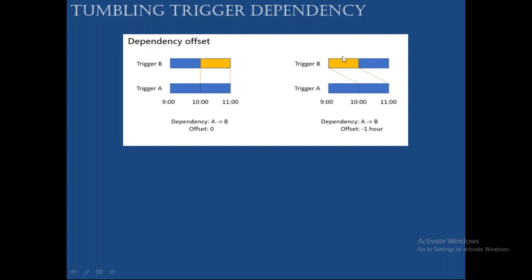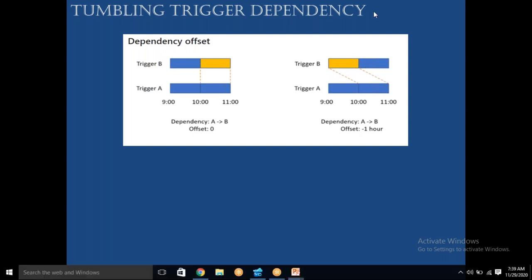Understood? Previous execution means the previous window, 9 to 10, of your pipeline 1 is successfully executed, then your pipeline 2 will execute from 10 to 11, because -1 means previous window. If the previous window is successful, then in pipeline 2 the current window will execute. How many of you understood this? Please let me know. How many of you did not understand? I will explain once again.